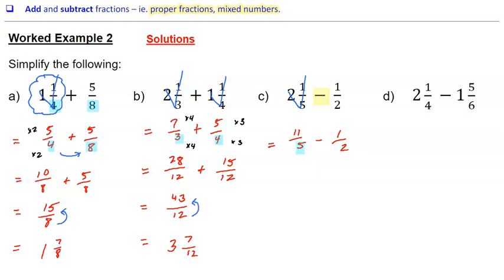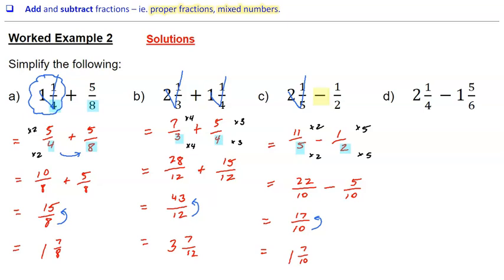When adding and taking, same parts need making. Now I'll use lowest common multiple is 10. I have 22 pieces out of 10, subtract 5 pieces out of 10. I'm left with 17 pieces out of 10, improper. Now 10 fits into 17 1 whole time with 7 pieces remaining.